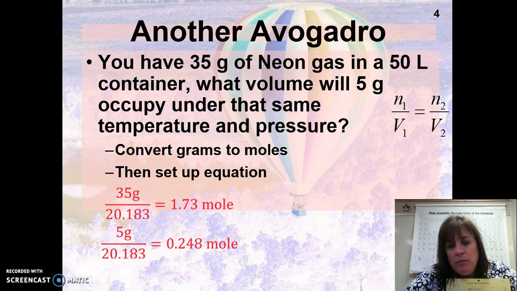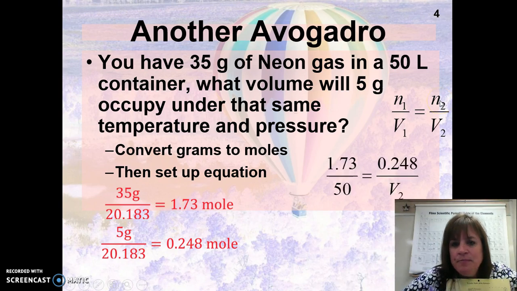So amount in moles divided by volume. Now, the 35 grams goes with the 50 liters, so those are going to go on one side. And then my new amount is going to go here. So that's what my equation should look like.